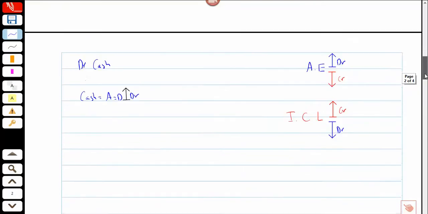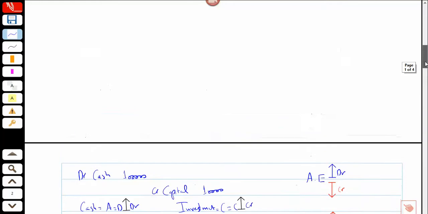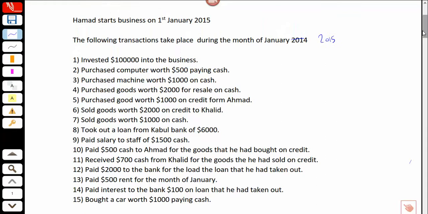And what should be credit? Yeah? If you look here, we have done an investment. Hamad has done an investment. An investment is capital, yeah? Investment into the business equals capital, and capital is credit by nature. An increase of a credit is credit. So we have credit capital. Okay? The amount is 100,000. Do you understand? Yeah.